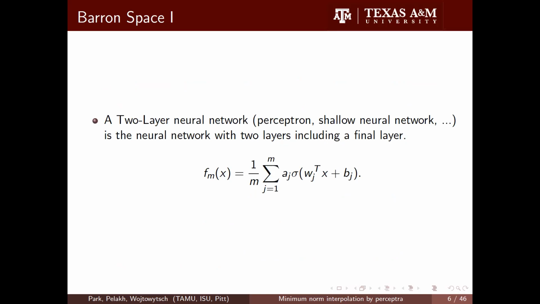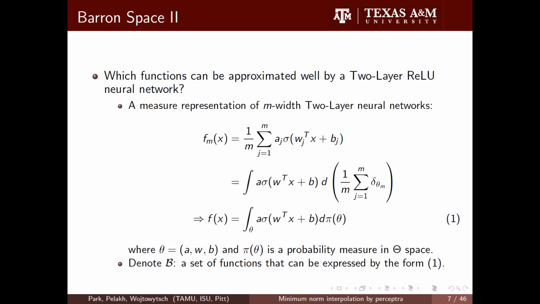To that end, we want to make some kind of continuous extension of this form. If you think of the parameters as some kind of samples, these are just sample means over the parameters. If you fix x, you can change it to this kind of expectation form with respect to these m atomic measures.